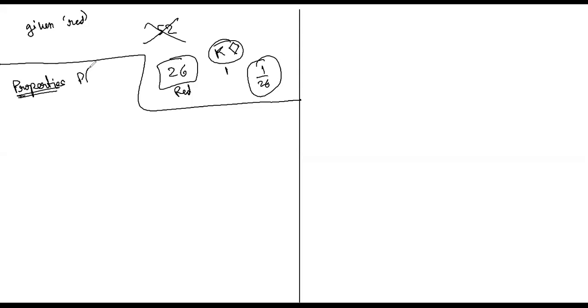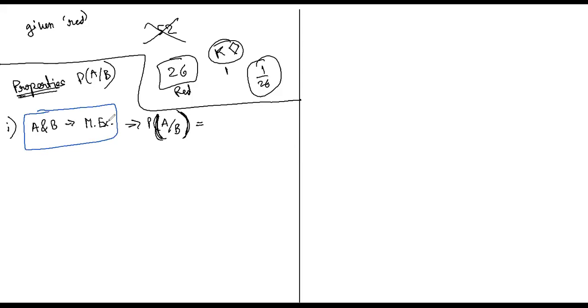Properties of conditional probability, important properties. First property: if A and B are mutually exclusive events, मान लीजिए ये दो mutually exclusive events हैं, then what is the probability of A given B? सोच के बताएं. 0. Why? Sir, A intersection B is 0.